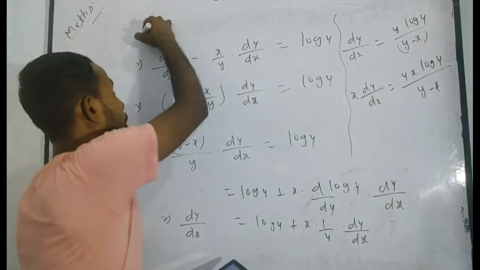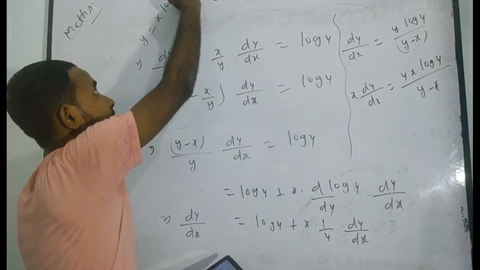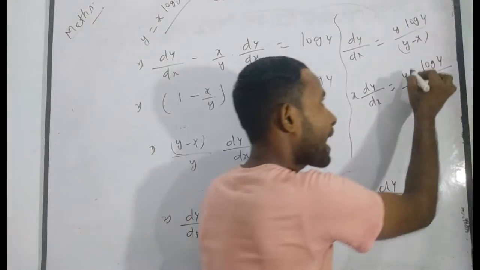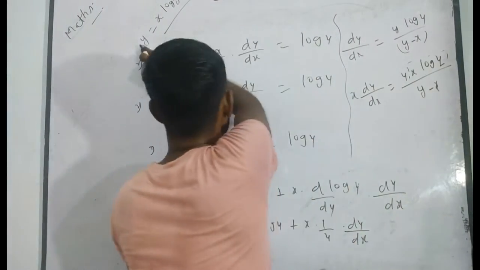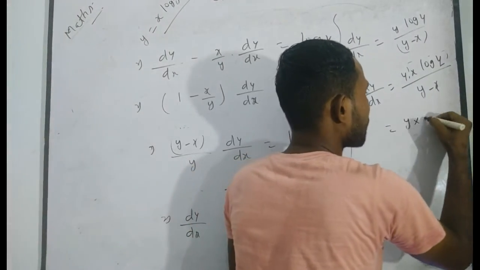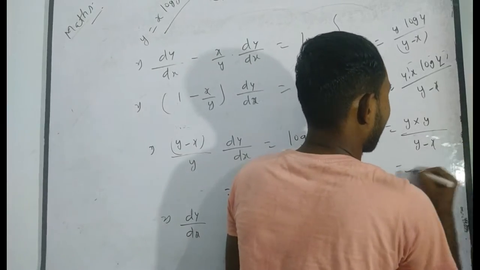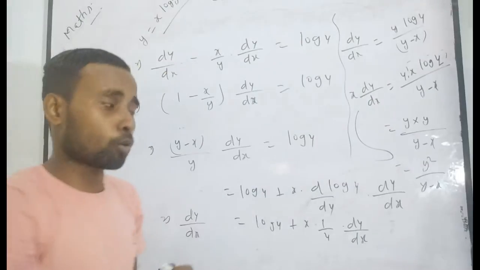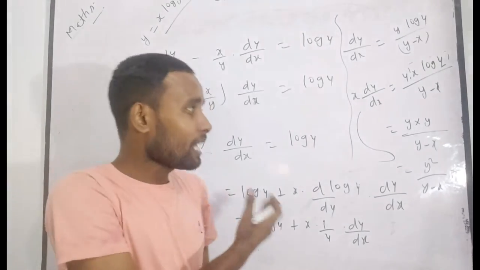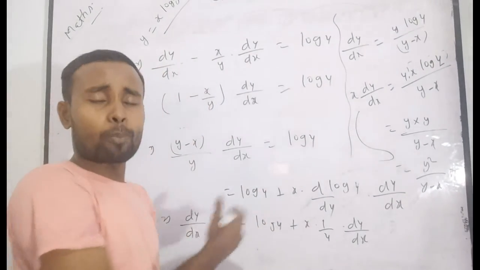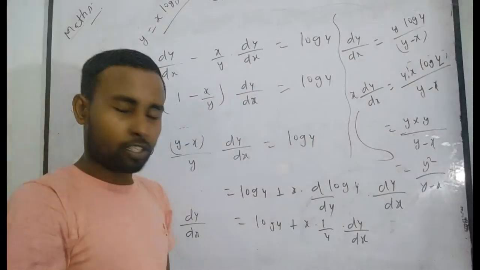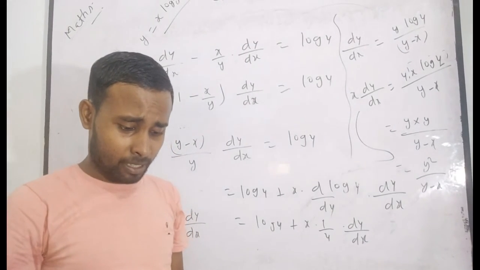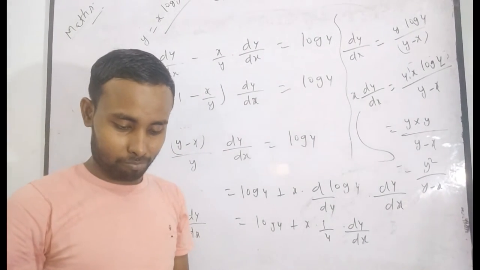But if you see your problem, your actual problem is given y is equal to x log y. So in place of x log y, y can be used. So I want to write y into y by y minus x. Finally it will be y square upon y minus x. That means x dy/dx is equal to y square upon y minus x. You will learn about this kind of problem in your implicit function chapter. In this exercise, it has been given forcefully and you have to solve it.